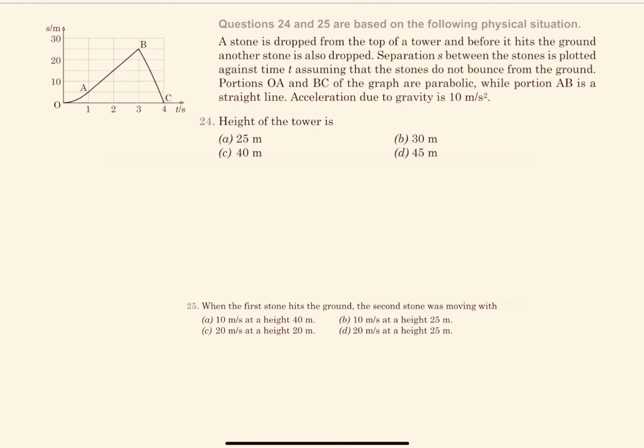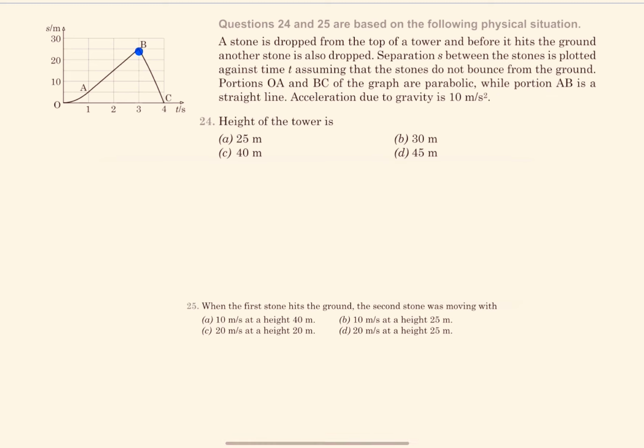Hello everyone, let's see this question. A stone is dropped from the top of a tower, and before it hits the ground, another stone is also dropped. Separation S between the stones is plotted against time t, assuming that the stones do not bounce from the ground. Portions OA and BC of the graph are parabolic, while portion AB is a straight line.